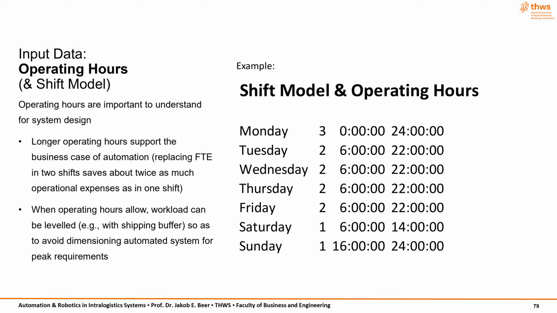If your system can run 24 hours, you can buffer shipping processes, decouple picking from dispatch, and shift work to off-peak hours. This reduces congestion, improves performance, and avoids over-dimensioning. When collecting data from clients or planning your own warehouse, make sure you capture not only the nominal shift times, but also the actual productive time. Breaks, downtimes, and changeover times matter.